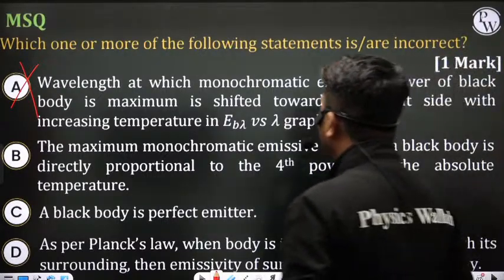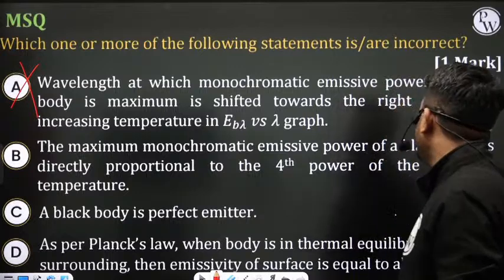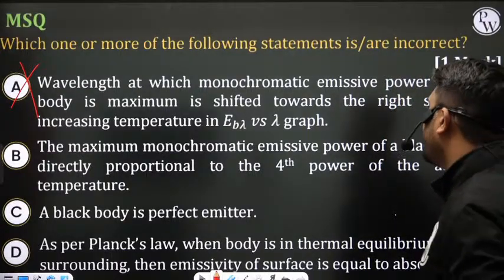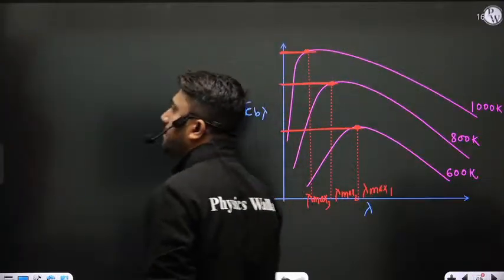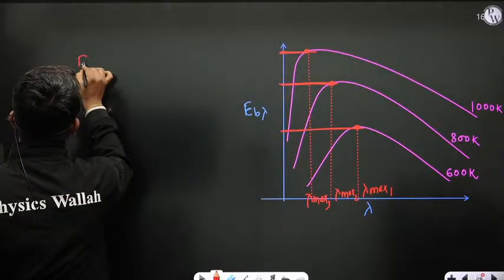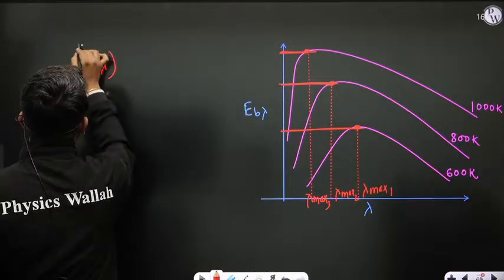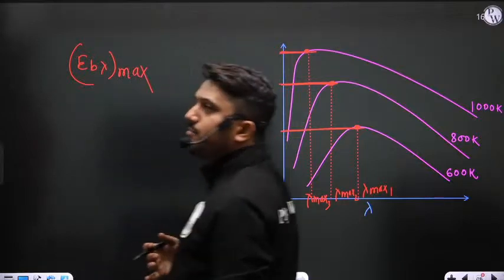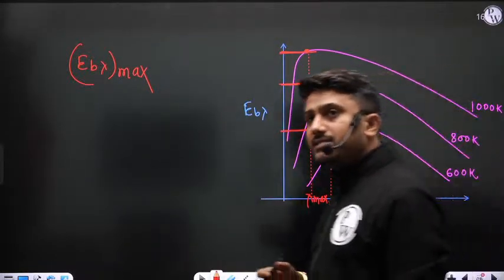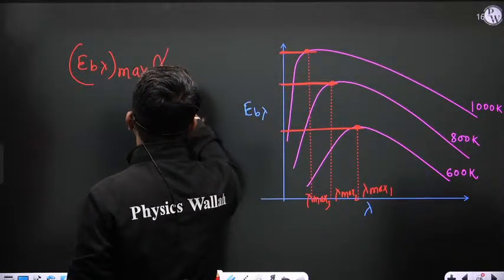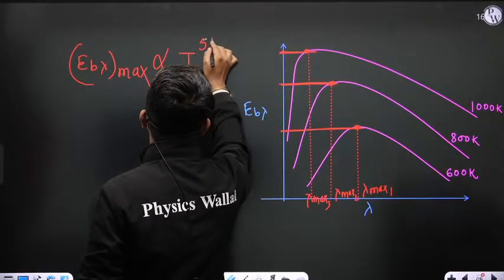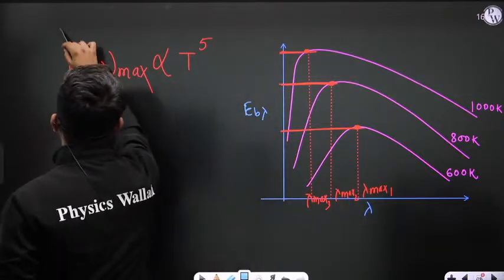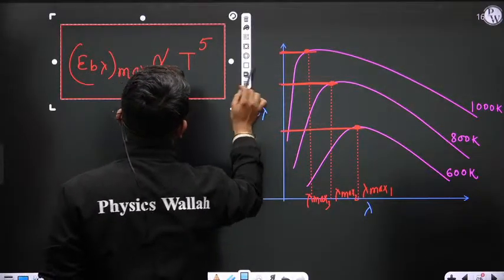Now come to statement B. It says the maximum monochromatic emissive power of a black body is directly proportional to the fourth power of the absolute temperature. No. See here, E b lambda max is the maximum monochromatic emissive power. The maximum monochromatic emissive power is directly proportional to T to the power 5, not T to the power 4.